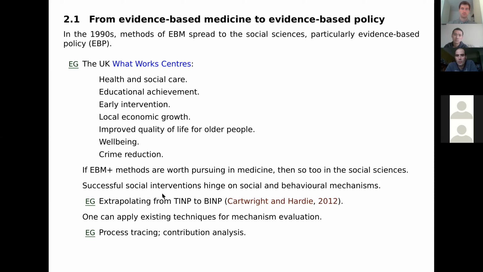In the social sciences, we're of course more interested in social and behavioral mechanisms. And it's long been recognized that for extrapolation of a policy intervention from one population to another, evidence of mechanisms is crucially important. Only if the mechanisms in the target population are sufficiently similar to those in the source population will extrapolation be viable. And there are a number of existing techniques for mechanism evaluation in the social sciences, one of which is process tracing, another is contribution analysis. And these can all be applied within the framework of evidential pluralism as techniques for evaluating those M channels on the picture I showed you earlier.